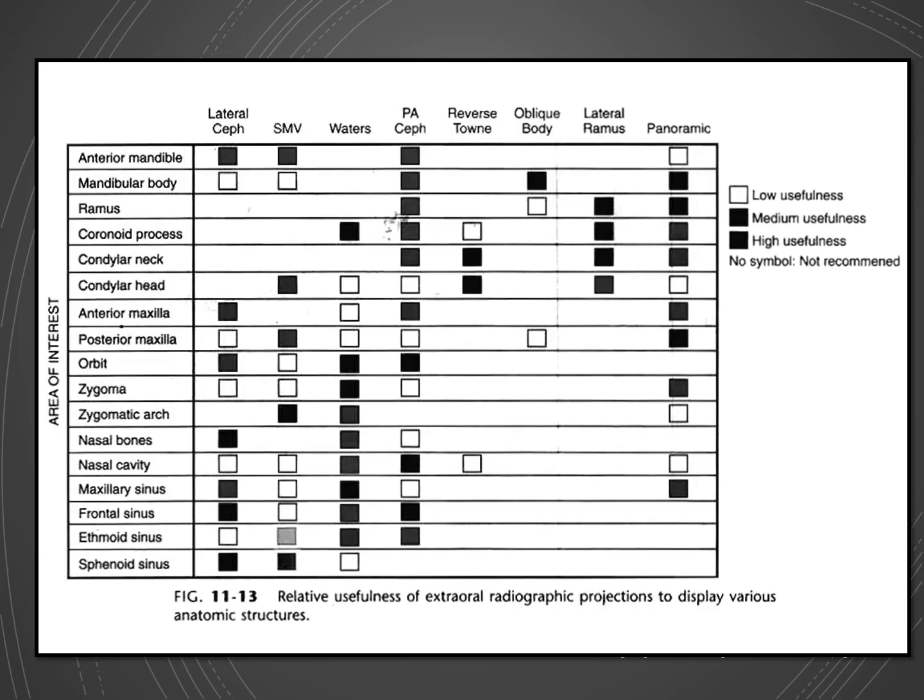So this is a summary chart which shows you which view can show you which part of the body. I feel it's a very useful chart and shows you how useful that particular view is for visualizing a particular area. For example, if you were to look at the body of the mandible, then the lateral ceph and submentovertex have low usefulness, whereas a PA view and oblique body of the mandible or a panoramic have medium to high usefulness. So that is to summarize all the extraoral views that are present.